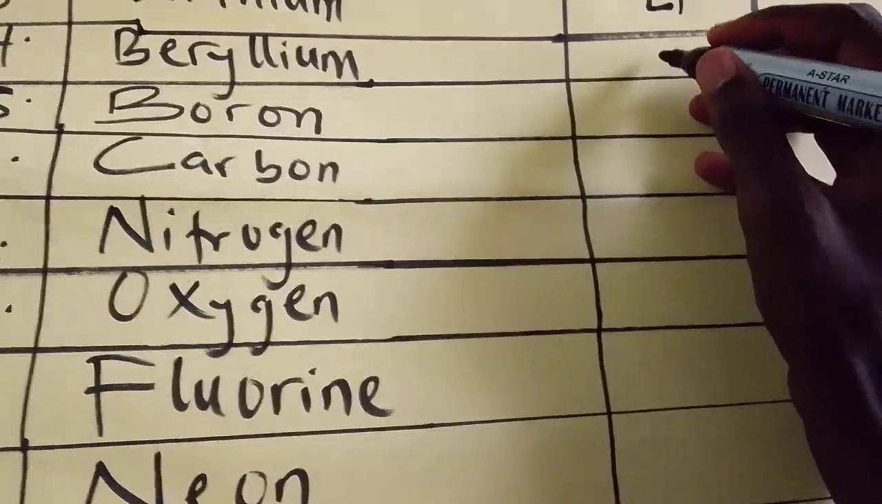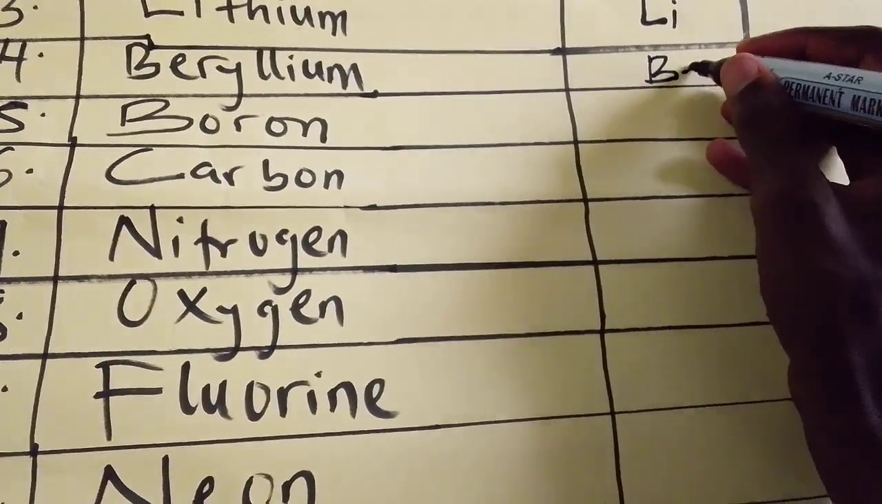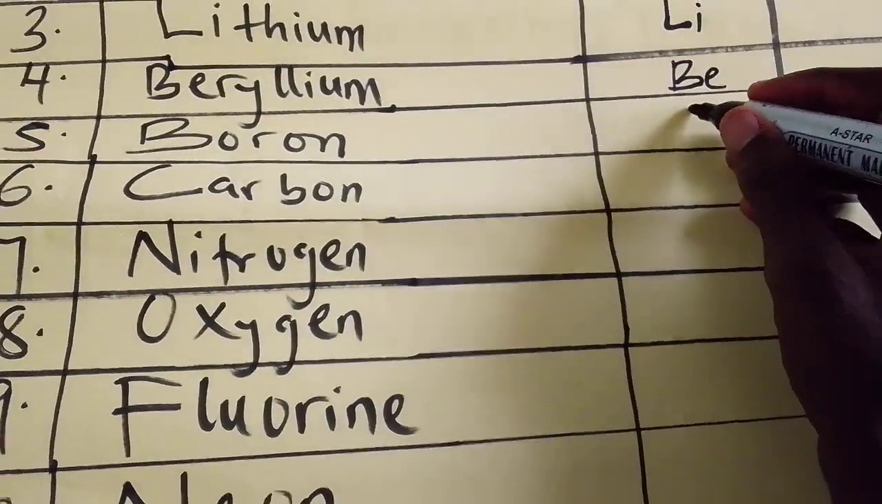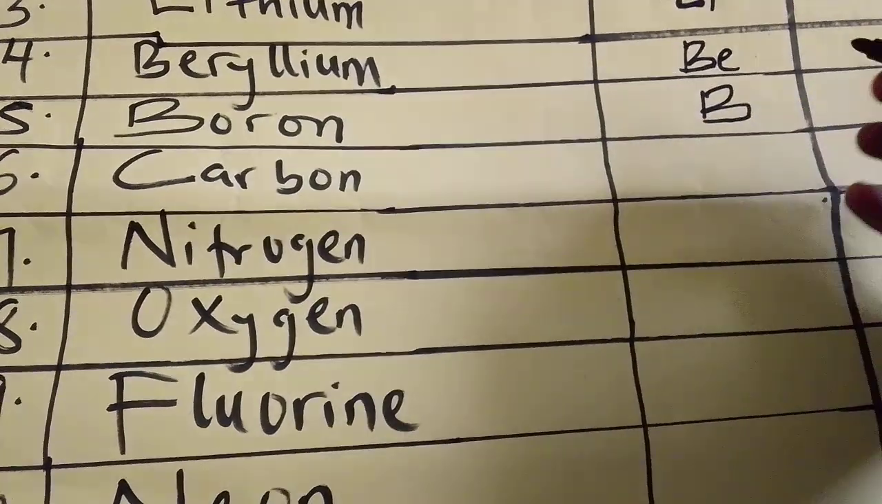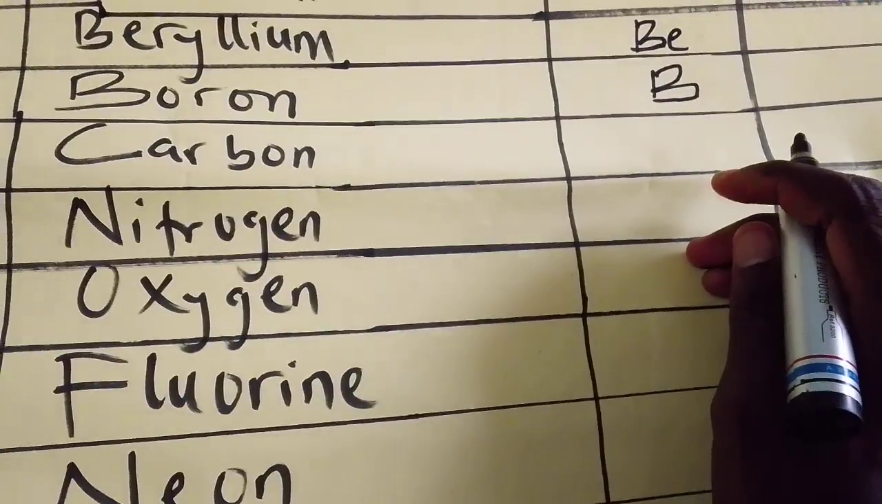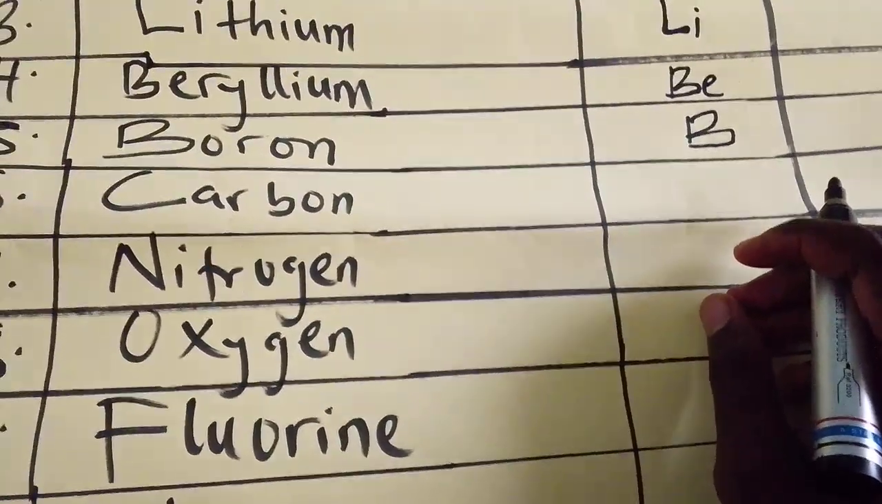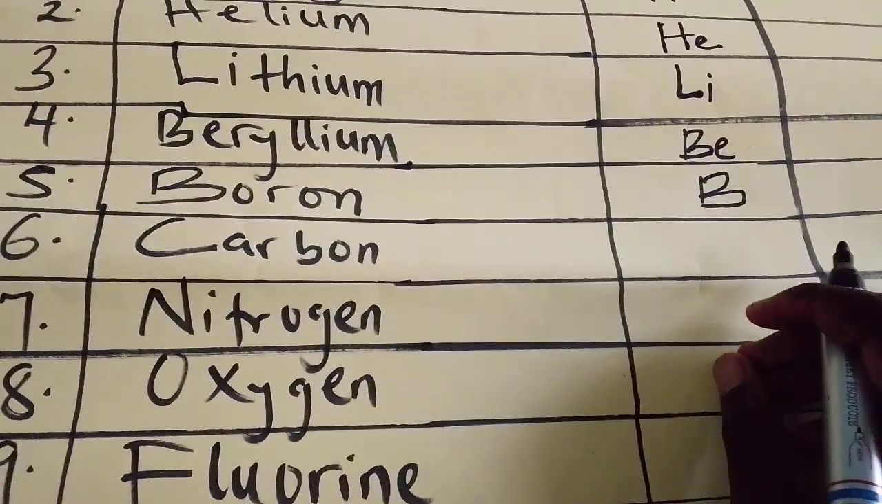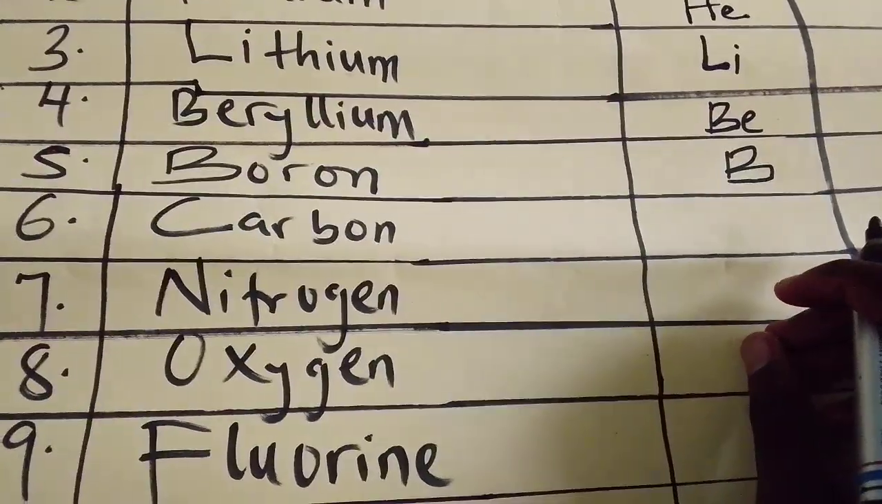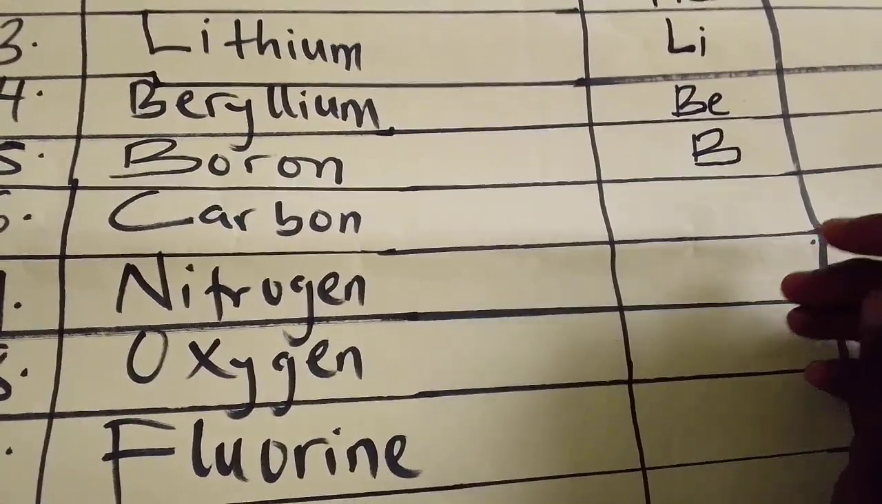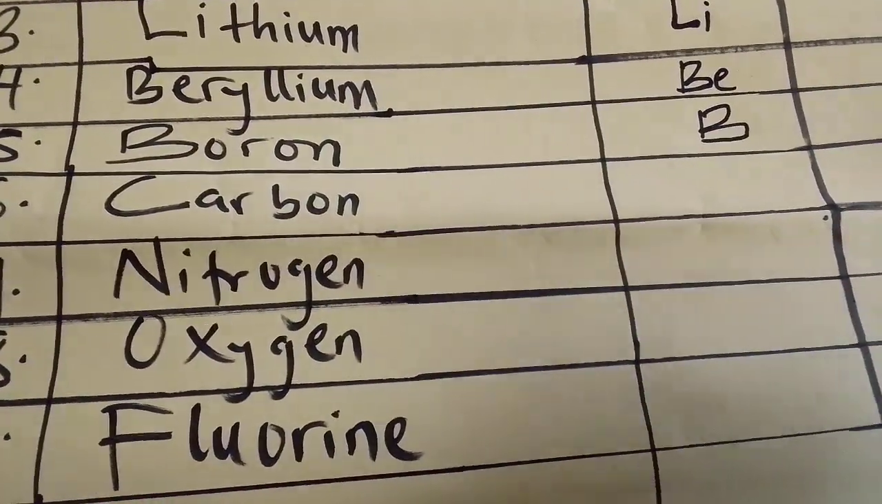So the next one is Be for beryllium, also for boron, B. The reason why we didn't use B alone for beryllium is because boron has B, and there is no way you can write an element with a similar symbol. You must differentiate them. That is how the rule gives them the symbol.